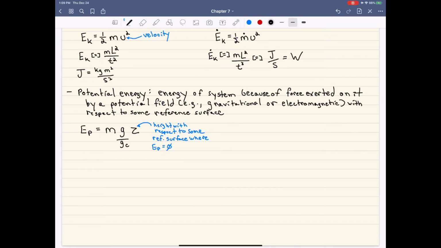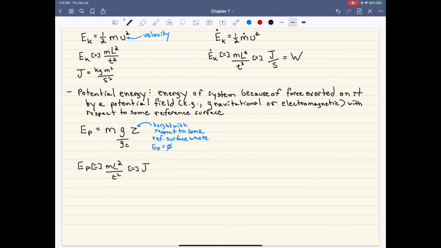All right, and so when you calculate this potential energy for a closed system, the dimensions of your potential energy should once again be mass times the length squared over time squared. Okay? So if you're in SI units, this would give you a joule.